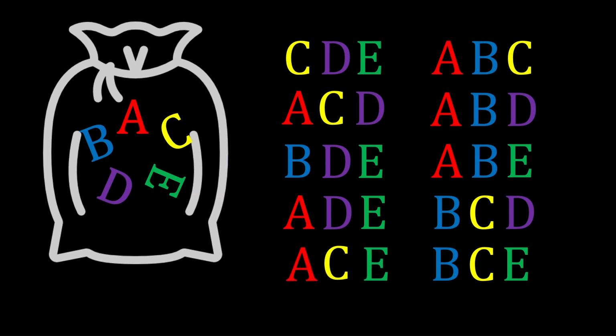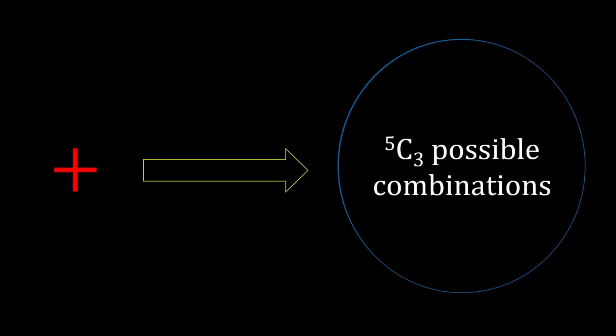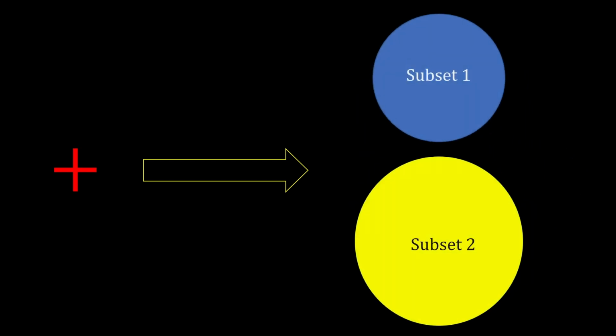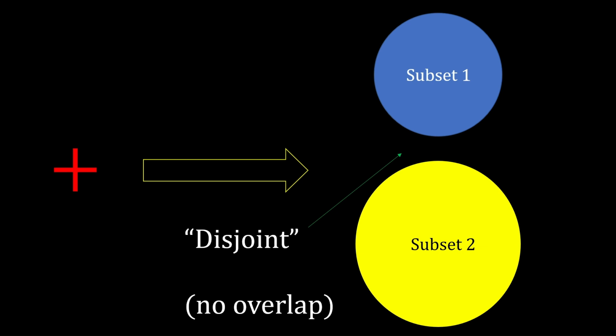Now, how can we visually verify that 5 choose 3 comes from 4 choose 2 and 4 choose 3, as our formula states? Well, let's zoom in on the plus sign here. When we have a plus sign in combinatorics, it's usually a telltale sign that we are splitting this set of 5 choose 3 ways to choose letters into disjoint subsets. This means that these groups do not overlap with one another.